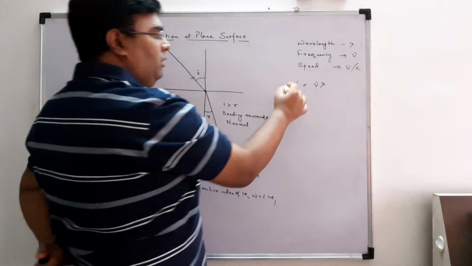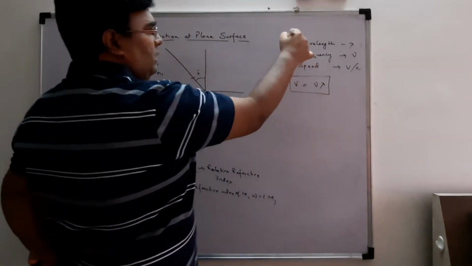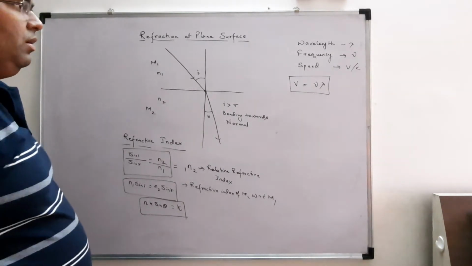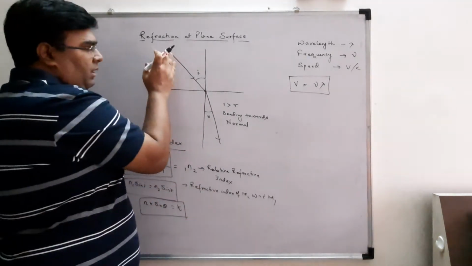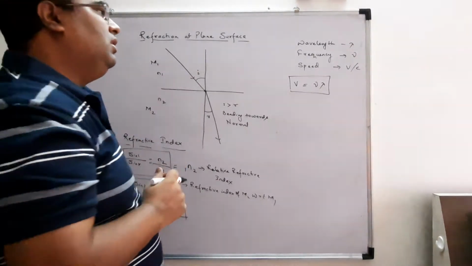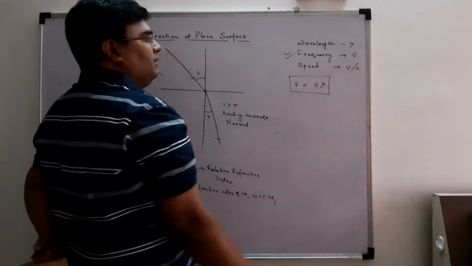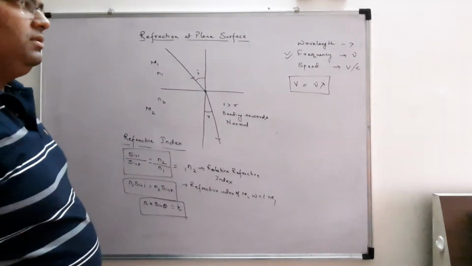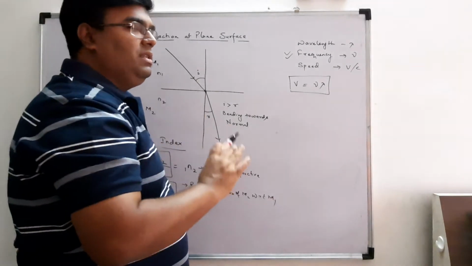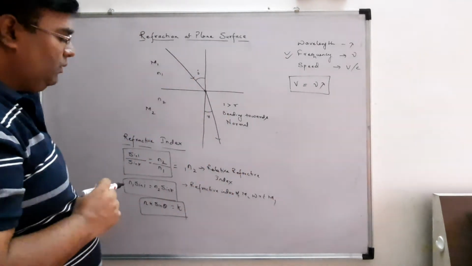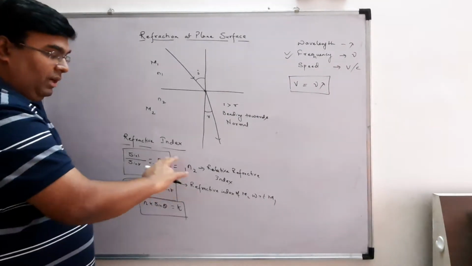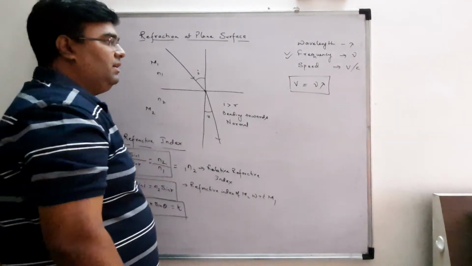This is our formula which relates these three quantities of light. Now, whenever light enters from one medium to another medium, one thing that doesn't change is the frequency. Frequency doesn't change. Speed changes, wavelength changes, but frequency remains the same. So we can write another formula for refractive index or relative refractive index.